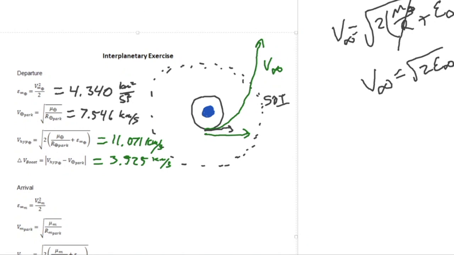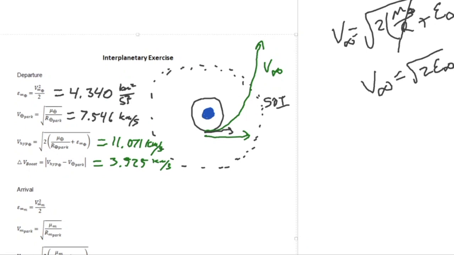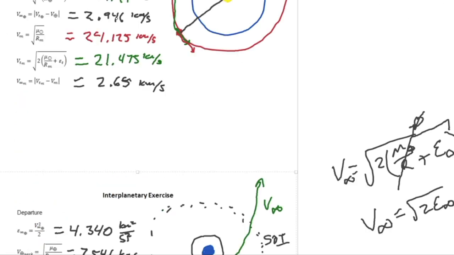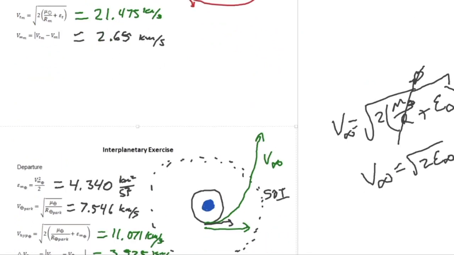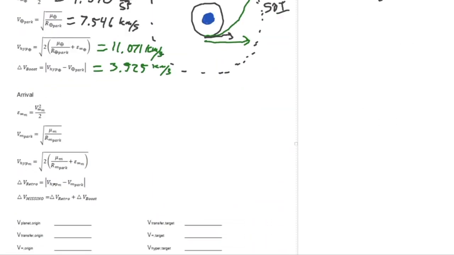The second part was the velocity that we need to actually get us out of the sphere of influence and give us an excess velocity as we leave the sphere of influence equal to what we would normally need to travel from Earth out to Mars. Okay, so we're going to assume we're going to do that over time. And speaking of over time, we're probably going to have some time of flight. So how do we calculate the time of flight?